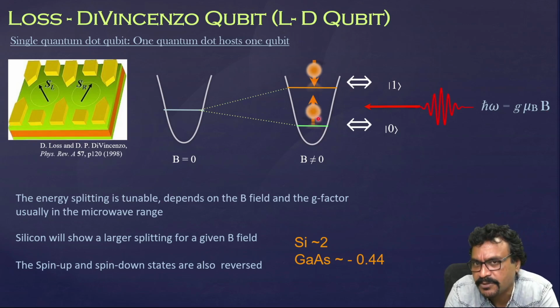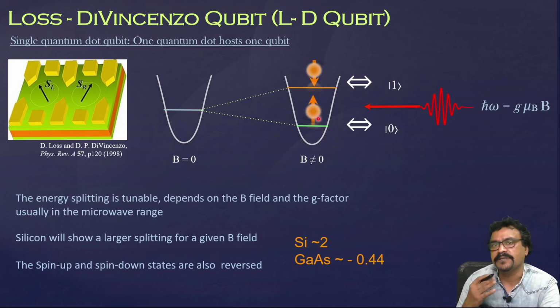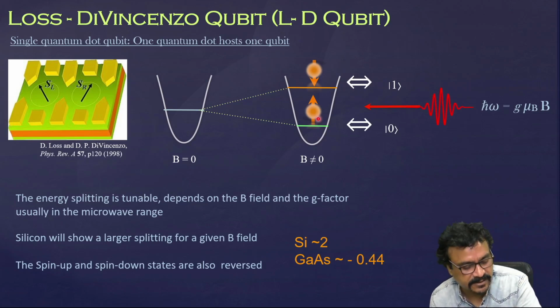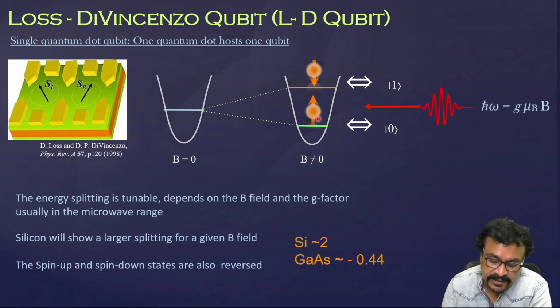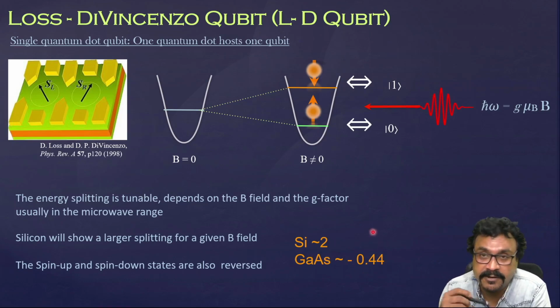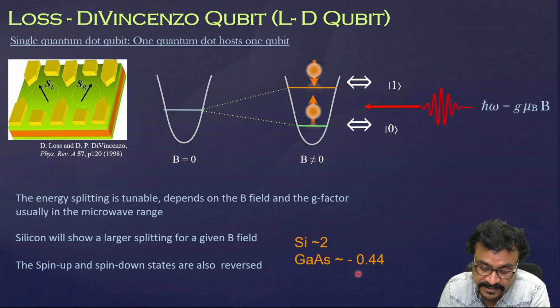So, you have the freedom to choose the energy splitting of the qubit states. And this is also different for materials with a different g factor, and even the up and down states can flip depending on the sign of the g factor too. For example, silicon has a g factor of +2, whereas gallium arsenide, another popular system, has a g factor of -0.44.